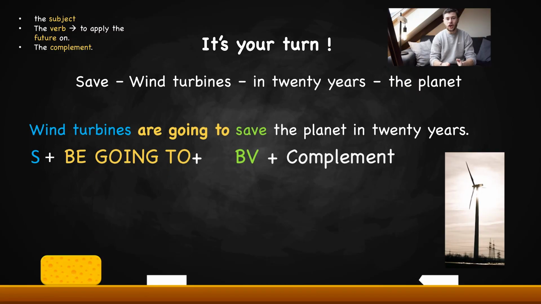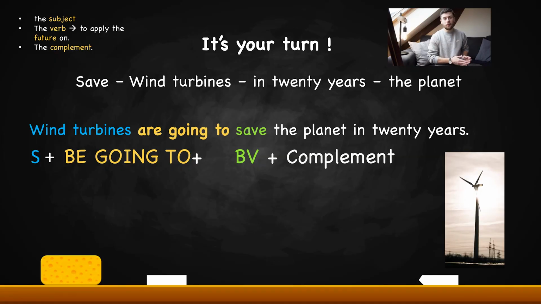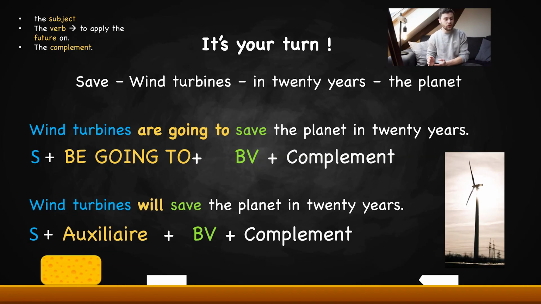So let's take a look at the first sentence that could emerge with these words. Wind turbines are going to save the planet in 20 years. You can say this. So we have here the subject, wind turbines, then be going to, that is conjugated with the third person plural, and then we have the base verbal, save, and finally the complement, the planet in 20 years. You can also say wind turbines will save the planet in 20 years.